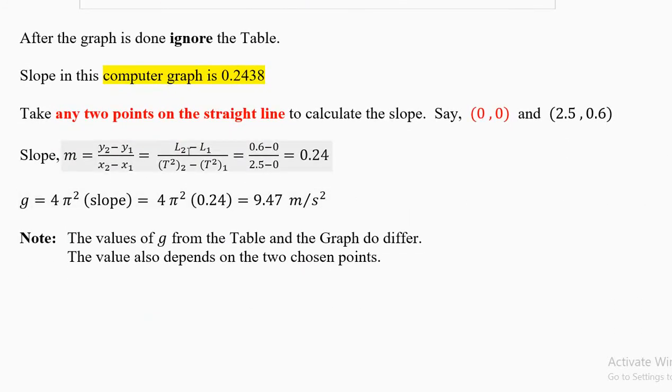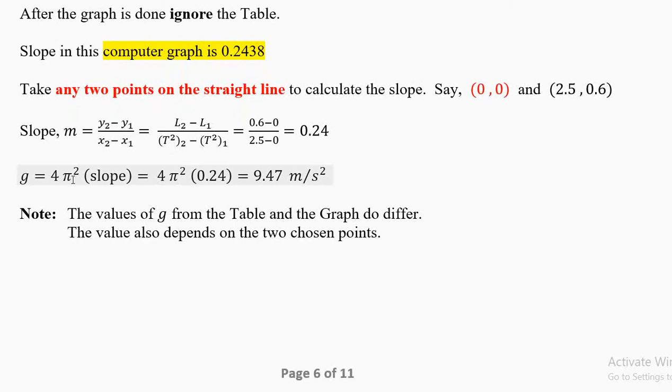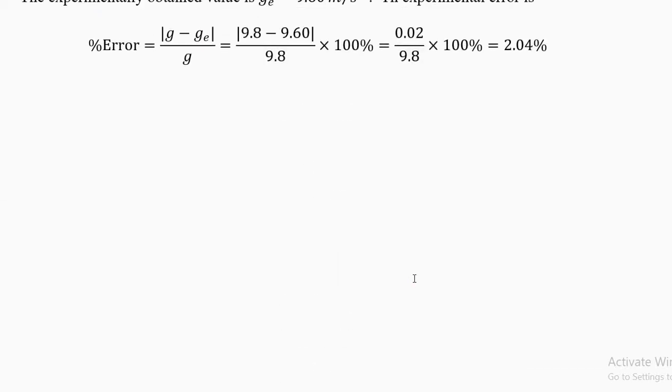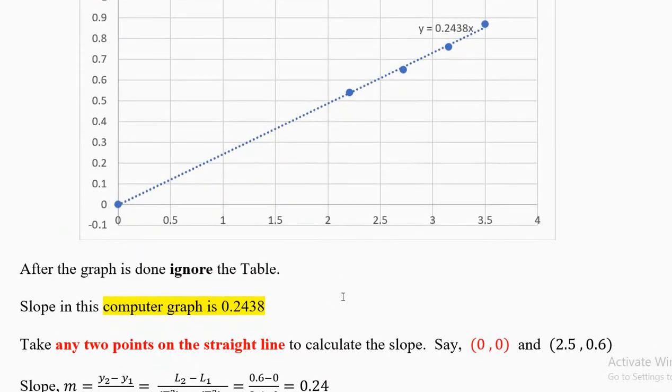Now the slope is y2 minus y1 divided by x2 minus x1. 0.6 minus 0 divided by 2.5 minus 0, you'll get 0.24. G equal to 4 pi square slope, 4 pi square times 0.24, you'll get 9.47 meters per second square. In the table, how much you got? Table you got 9.6, here you got 9.47, no problem.